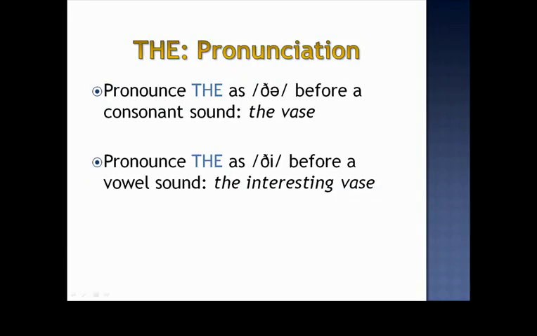Note how we have one definite article that can be pronounced two different ways. Pronounce the as thuh before a consonant sound, as in the vase. Pronounce the as thee before a vowel sound, as in the interesting vase. Listen again. The vase. The interesting vase.